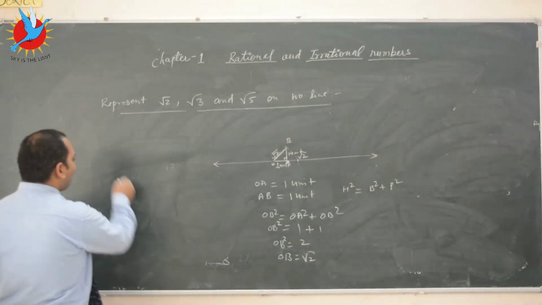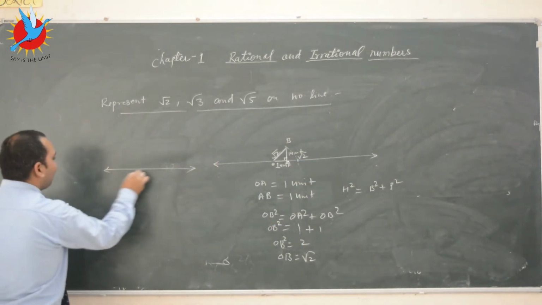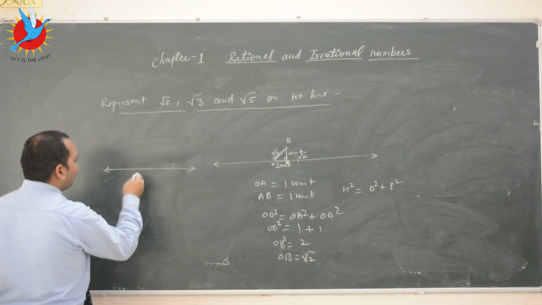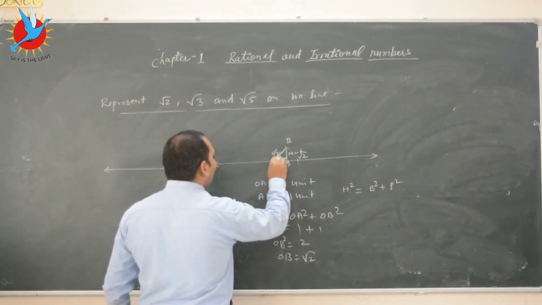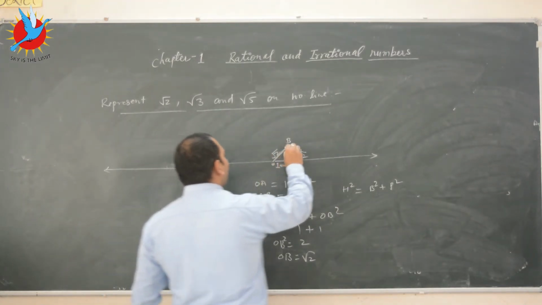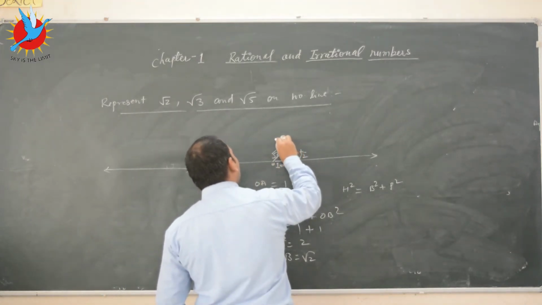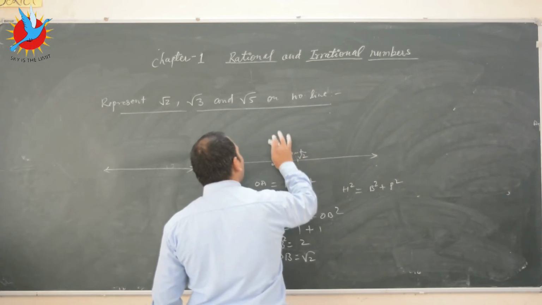Similarly, we represent under root 3 on the number line. Here this length is under root 2, and we draw a perpendicular on it, which is 1 unit.